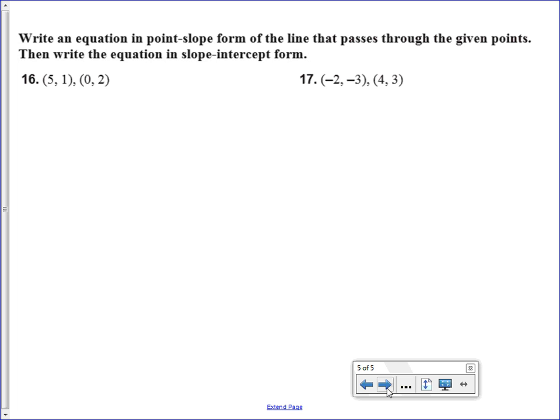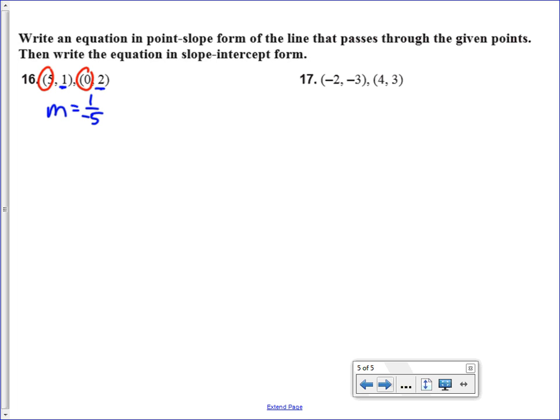Okay, so the last thing that you're going to see, problems like this where you're given 2 points and you need to write it in point slope form and then rewrite it into slope intercept form. So the first thing, point slope form, you're going to need a slope. So how do we find the slope again? Well, from a 1 to a 2, I know I went up 1. From a 5 to a 0, I know I decreased 5. So that's a -5. So it would be a -1/5 for a slope.